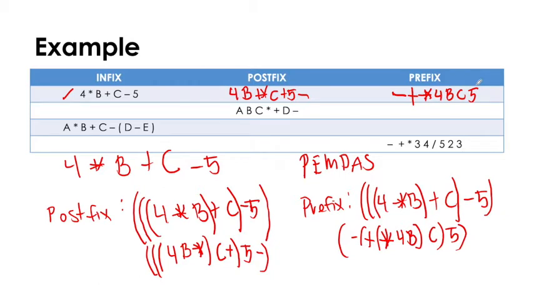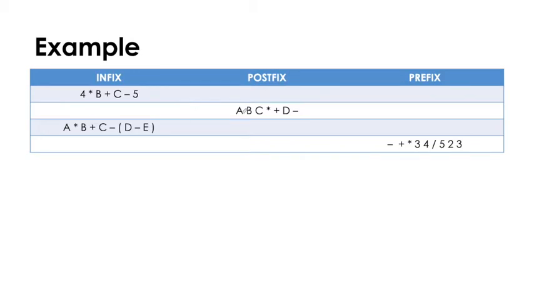And then let's say we want to solve, let's pick another one. Let's say we want to solve this one. So for our next problem, let's solve this one. So let's first solve the infix one.